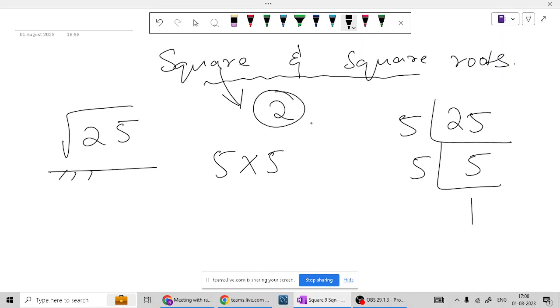Yes, sir. The power, degree or exponent is 2. So whatever value you get, you have to pair it up. In the sense, you'll have to pair with two numbers each. This is one pair, and this is one pair. From this, you're supposed to take only one value, 5. So what's the answer for square root of 25?